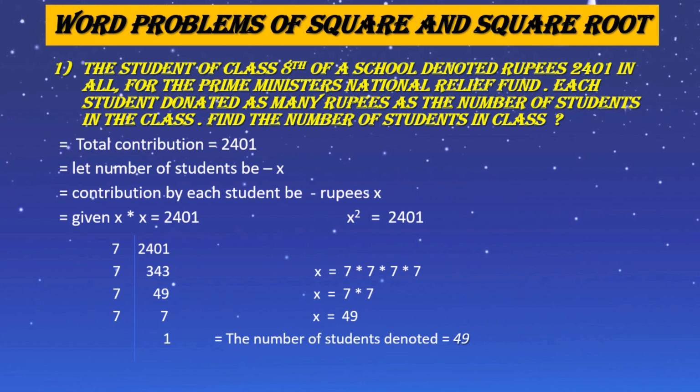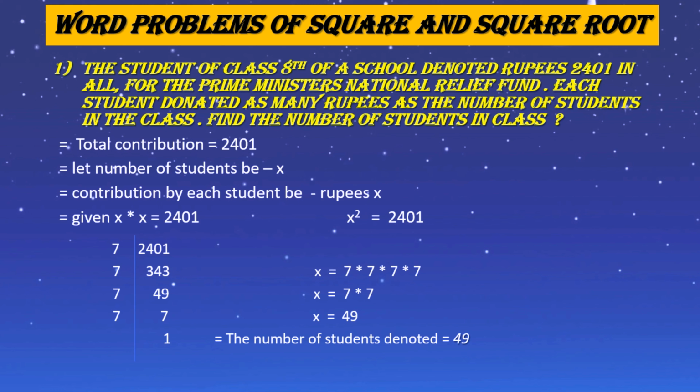The total contribution is 2401. Let the number of students be x, and the contribution by each student be rupees x. Given is x into x equals 2401, so x square is 2401. We should find the prime factors of 2401.